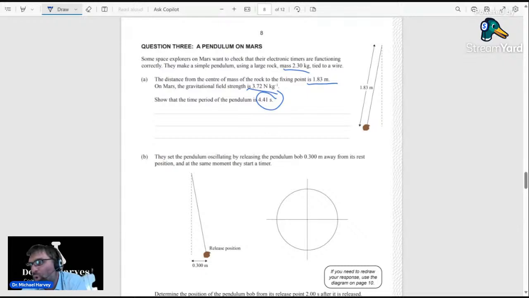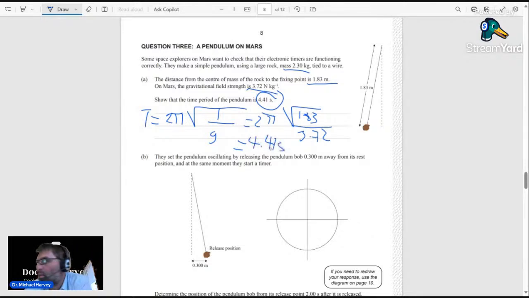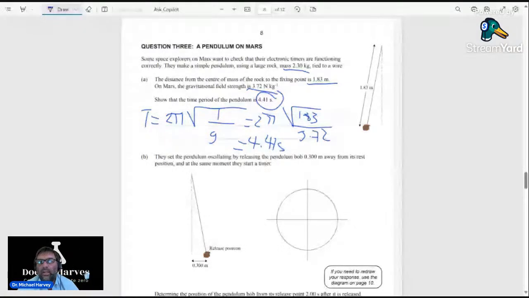So this question, if there is a question on this in the exam, will be either a spring or a pendulum to illustrate SHM. The one to use is time period equals 2 pi times the square root of L over g. You plug in the numbers: 2 pi times the square root of the length, which is given as 1.83 meters, divided by g, which, because it's on Mars, is 3.72. You should get an answer of 4.41 seconds. That's your achieved point there, just to show choosing the right equation.